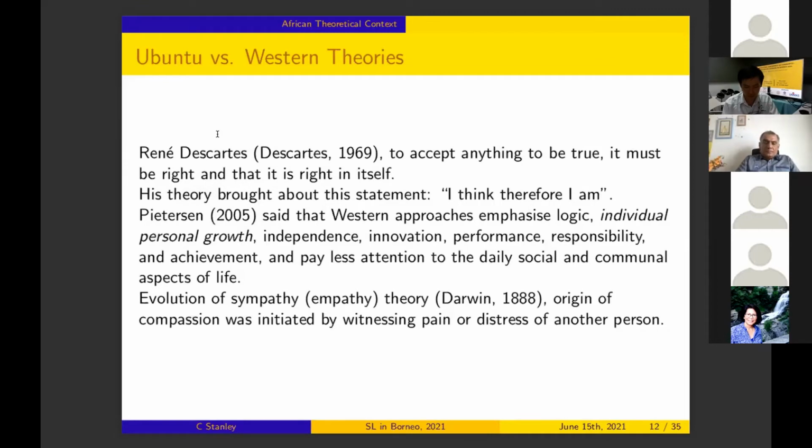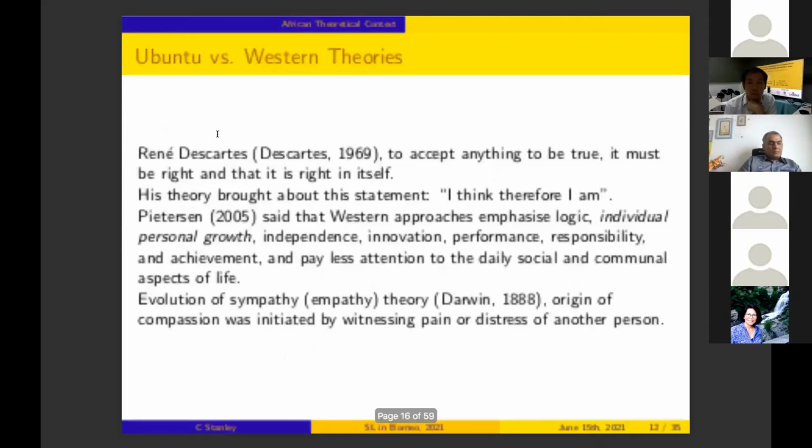Ubuntu concept. So Peterson said that Western approaches emphasize logic, individual personal growth, independence, innovation, performance, responsibility, and achievement, and pay less attention to the daily social and communal aspects of life. And the evolution of sympathy or empathy theory by Darwin: the origin of compassion was initiated by witnessing pain or distress of another person. So that's the argument there. You need empathy once you feel someone is in pain.